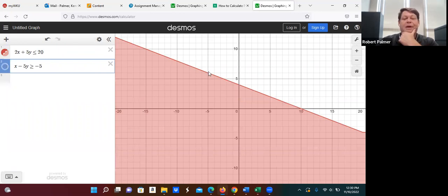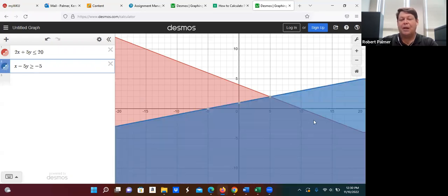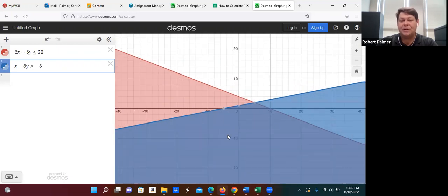This is our first one. Both of these have the or equal to part, so the lines themselves are part of the solution. For this one, the solution is below the line. Now, look at this one. The solution is also below the line, so the points they have in common are this darker blue region here that we can see. So let's go back and recreate that.